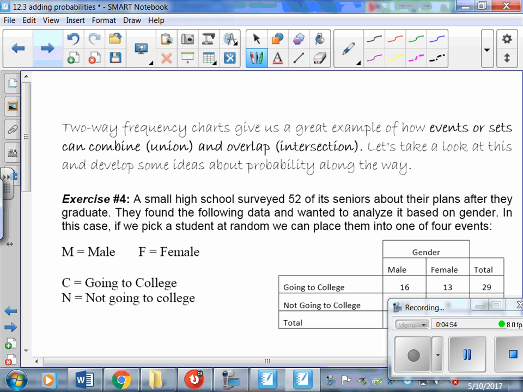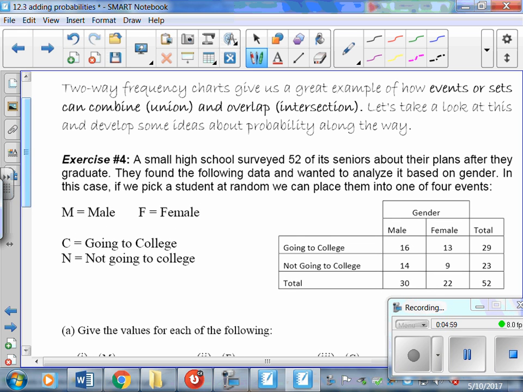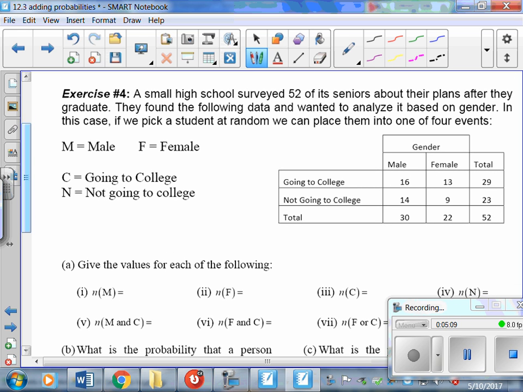Two-way frequency tables or charts give us a great example of how events or sets can combine, union, or overlap, intersection. So let's take a look at exercise 4. A small high school surveyed 52 of its seniors about their plans after they graduate. They found the following data and wanted to analyze it based on gender. In this case, if we pick a student at random, we can place them into one of 4 events. So they're either going to be male, female, going to college, or not going to college.